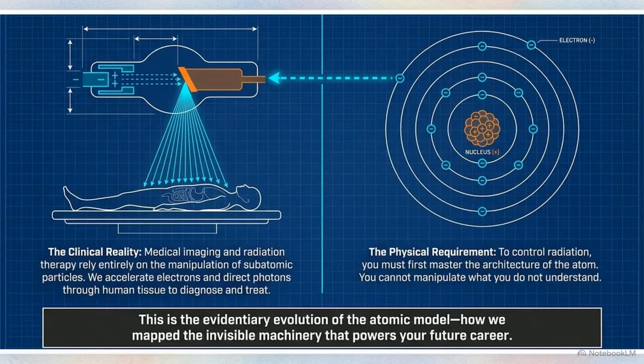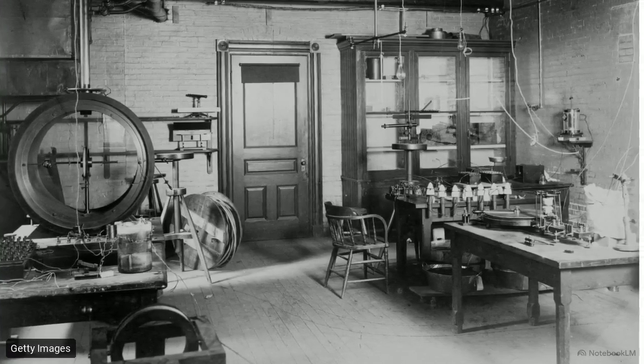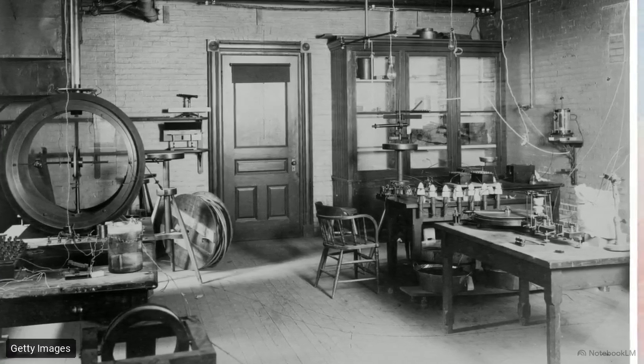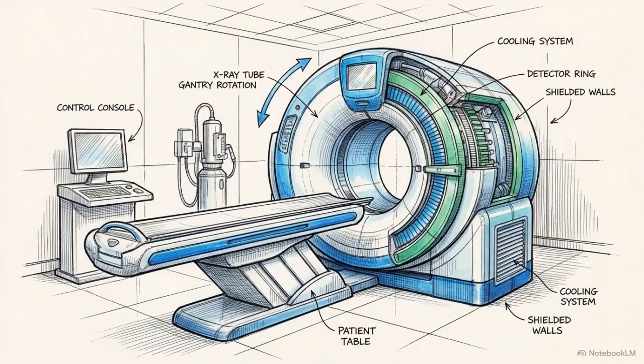A technologist cannot control a force they do not understand. The historical evolution of atomic physics records how these forces were identified and measured. Mapping the internal pieces of the atom was an evidentiary process of isolating specific variables. These historical models provide the mechanical logic for every instrument on the clinical floor today.